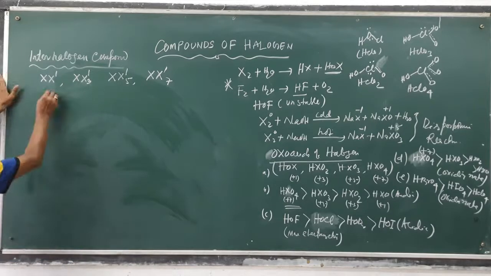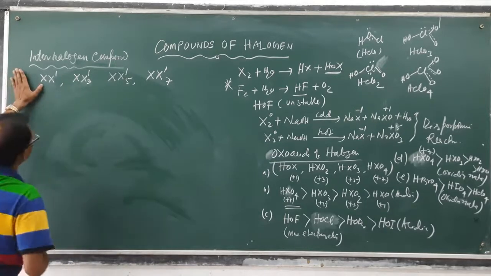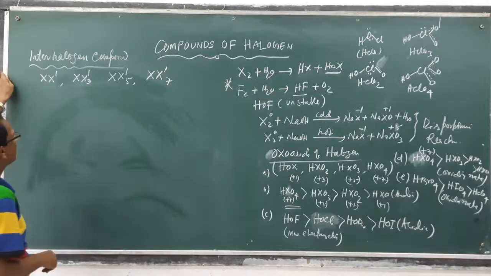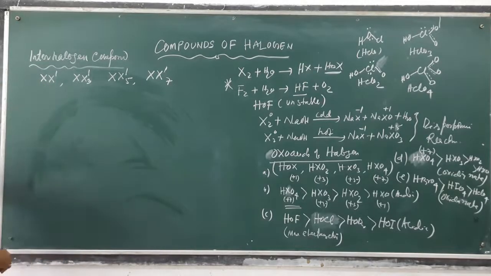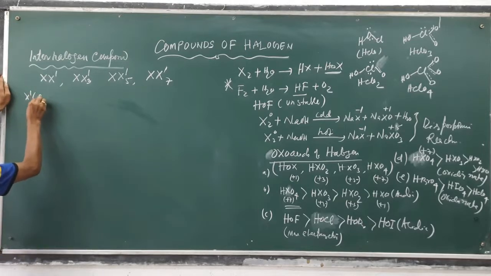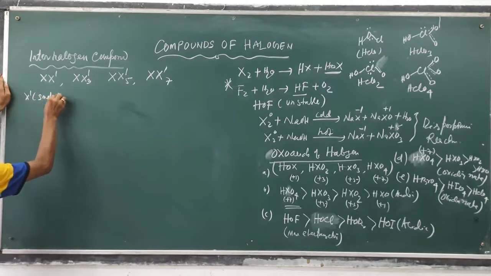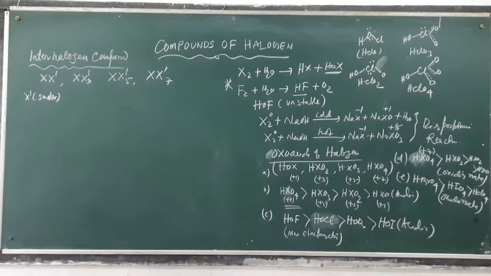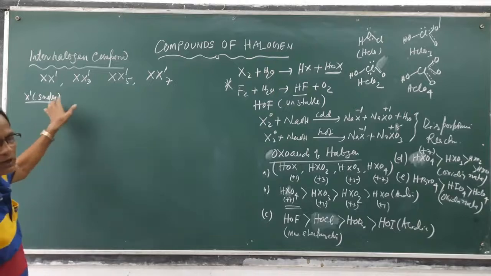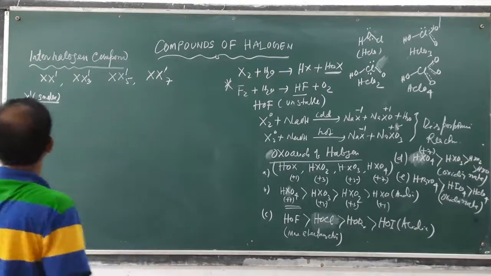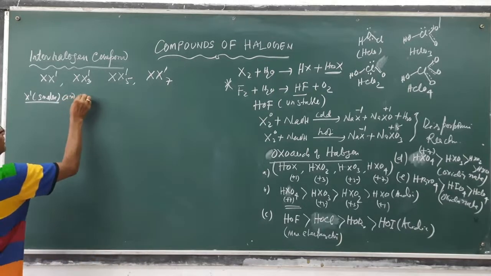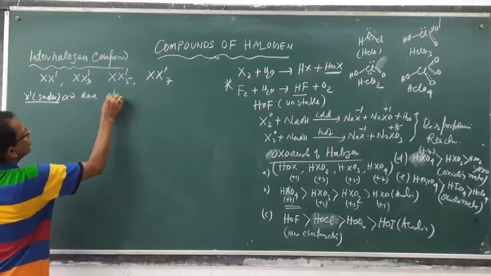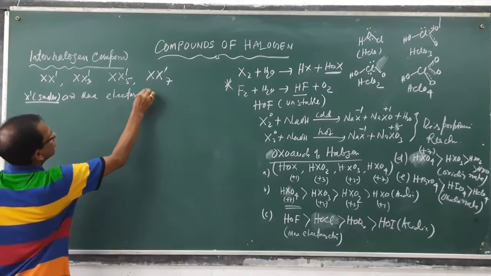Here one is in the plus 1 state, another is in the minus 1 state. Here a very important thing is that X' should be smaller. Very important point is that it means a smaller halogen. X' should be a smaller halogen and more electronegative.